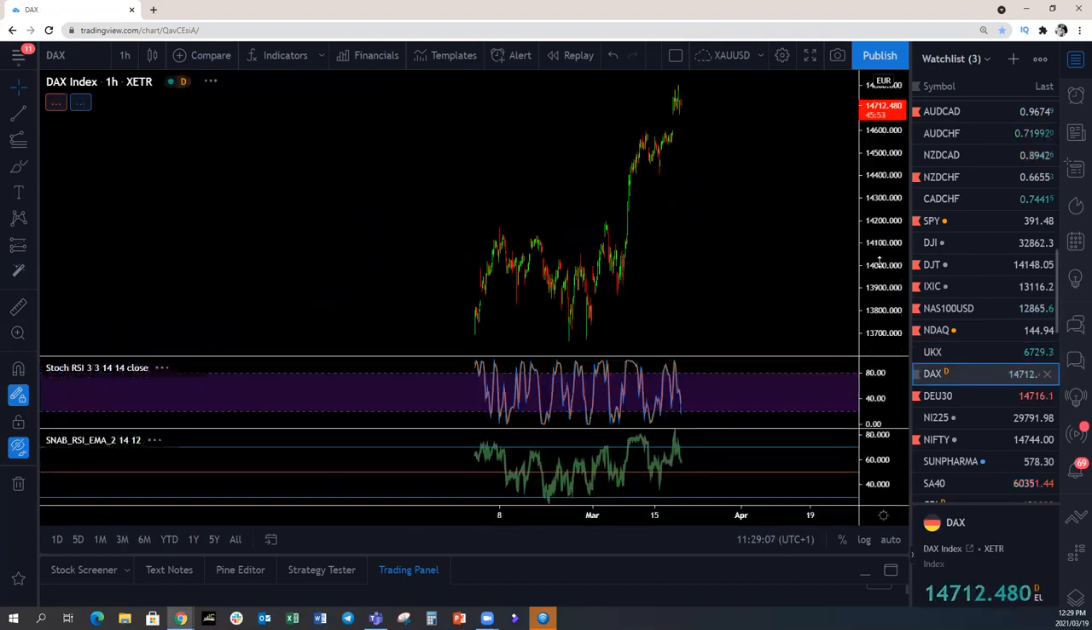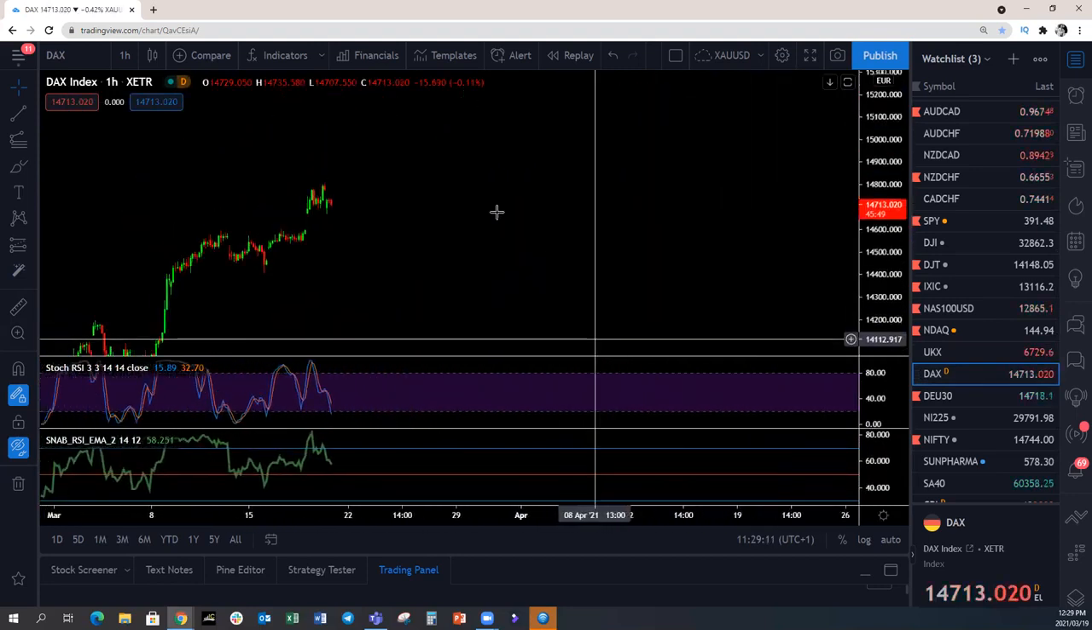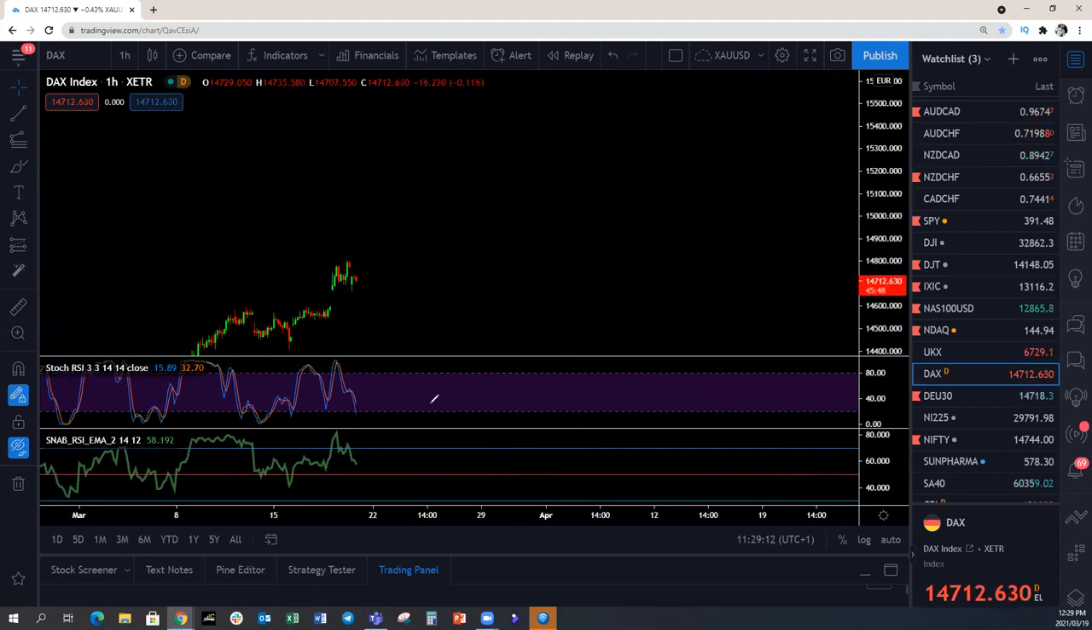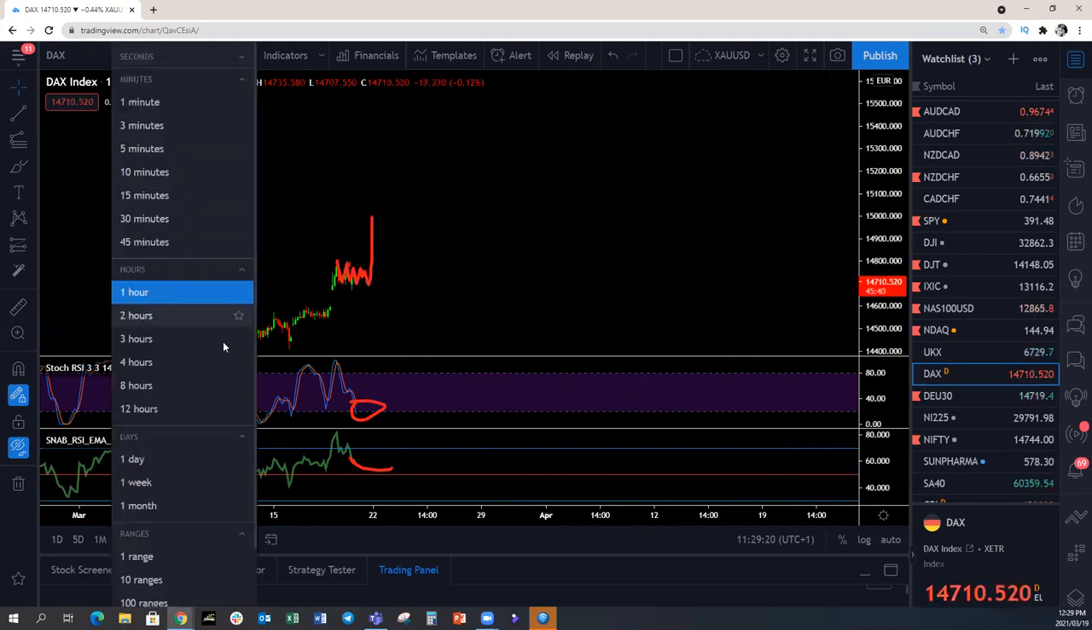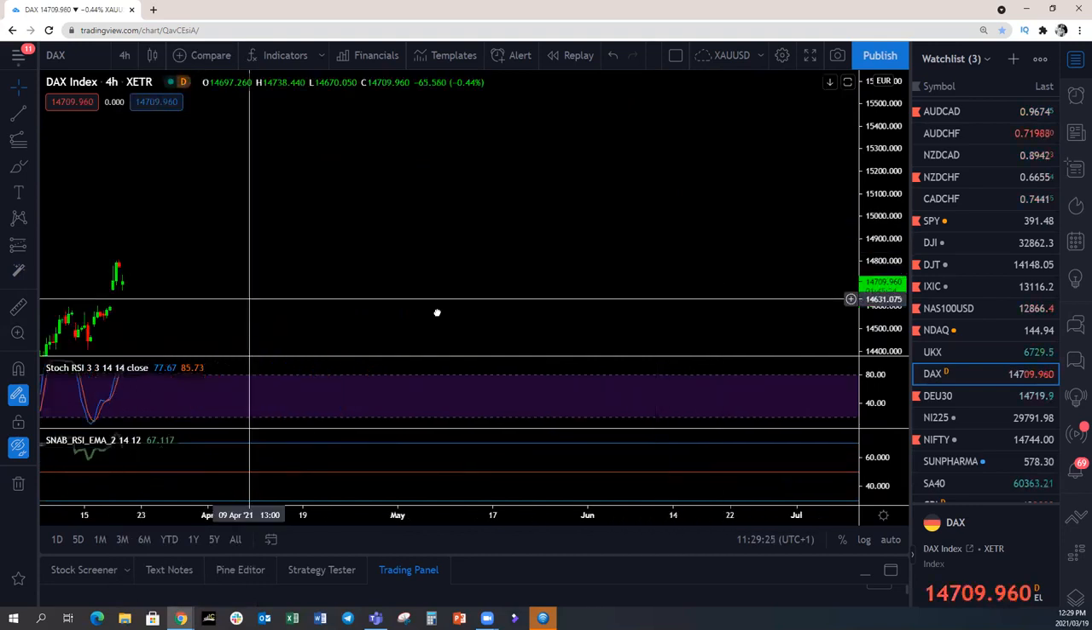DAX is still on the way up. On the 1 hour, we're already resetting here. RSI is still well above 50, so this should continue to the upside. Momentum is still upside here.